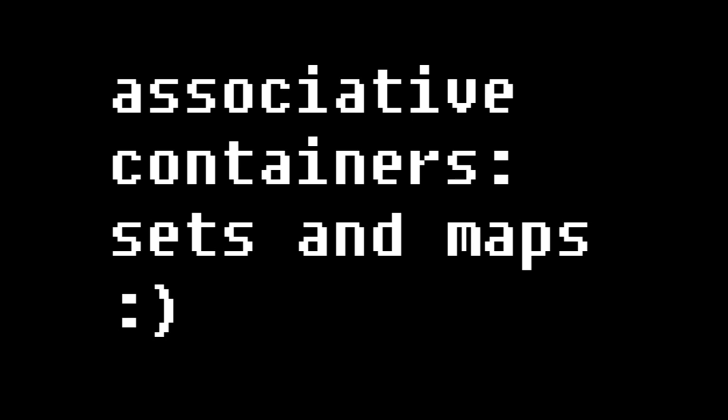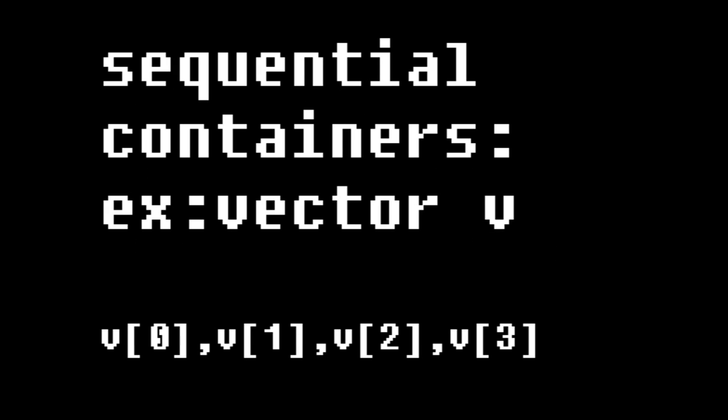Basically, what we're most familiar with are called sequential containers, because their elements follow a sequence from 0 to whatever, and they go up by 1. So if you have 10 elements in your vector, your first element would actually be 0, and it would be numbered up to 9. This is not the case for associative containers like sets and maps.